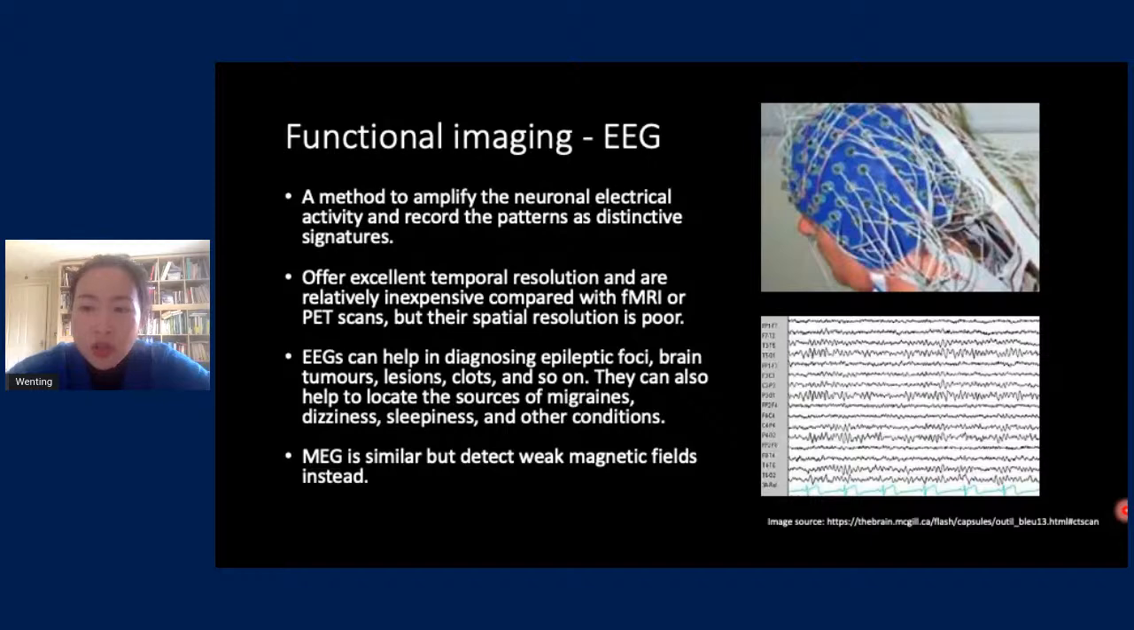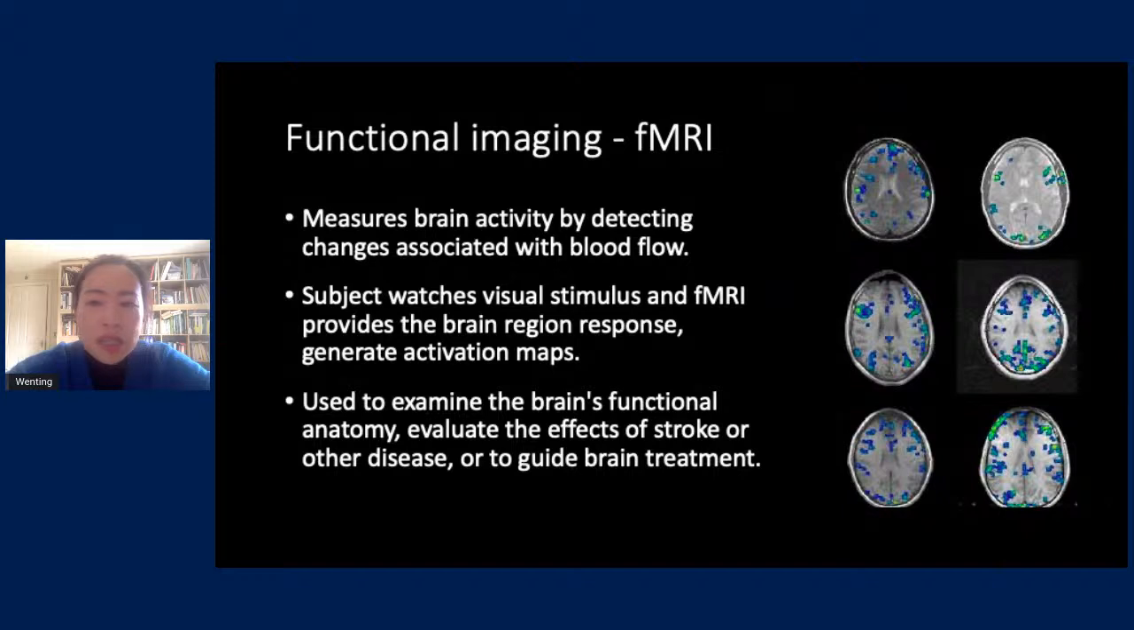Whereas the MEG uses the weak magnetic field. The next one for functional imaging is fMRI, which measures brain activity by detecting changes associated with blood flow. The subject would watch some visual stimulus, and the fMRI would provide the brain region response, generating an activation map for the doctors, clinicians, or researchers to see. It is used to examine the brain's functional anatomy, evaluate the effects of stroke or other disease, or to guide the brain treatment.